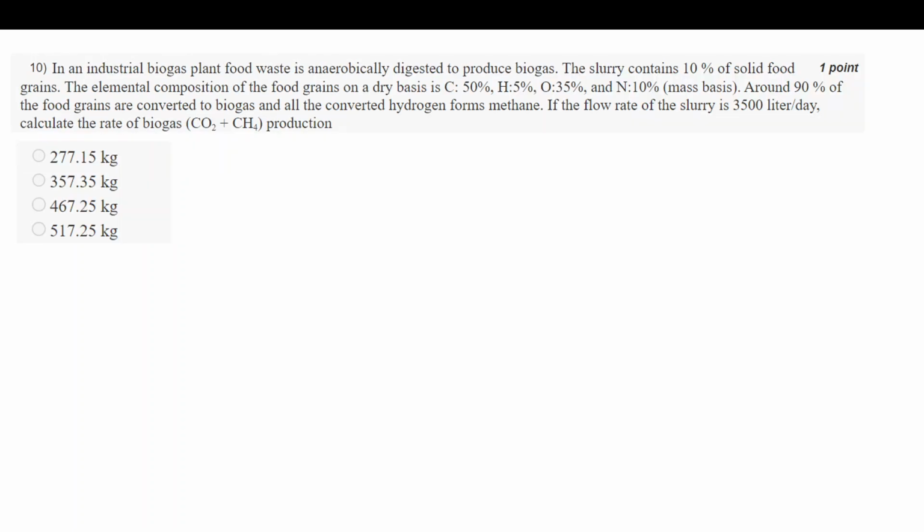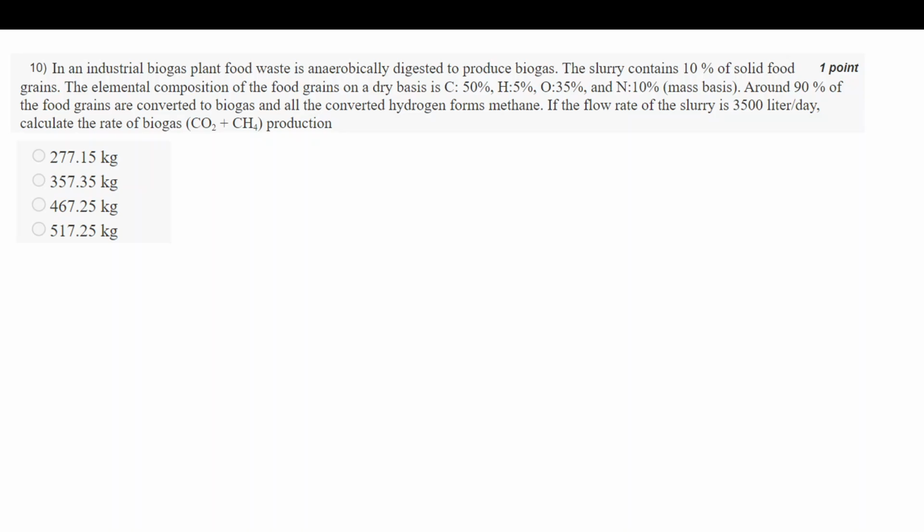Next is the last question, which is a numerical. In an industrial biogas plant, food waste is anaerobically digested to produce biogas, and the slurry contains 10% of solid food grains.